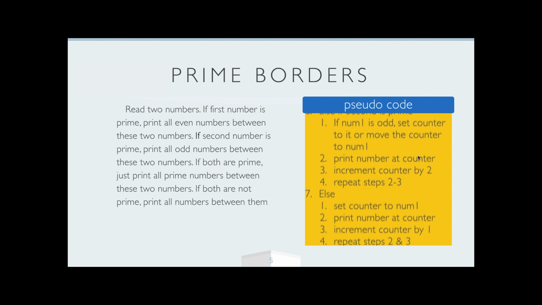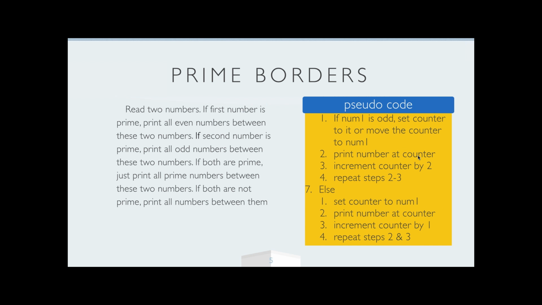And else if the second is a prime number, what you do? If number one is odd, set the counter to number one. You do that before the loop starts, and then whatever number is at that counter, you print it and then increment by 2, so it keeps on getting odd numbers. In the else part, you start at number one and print at that counter, and go until you reach number two. So you repeat steps two and three.